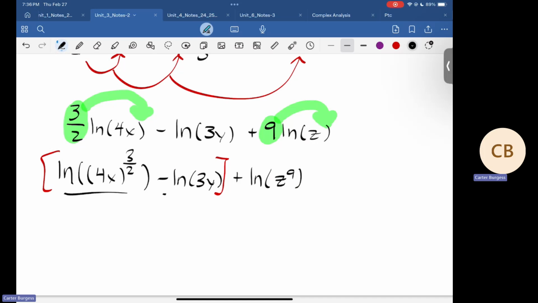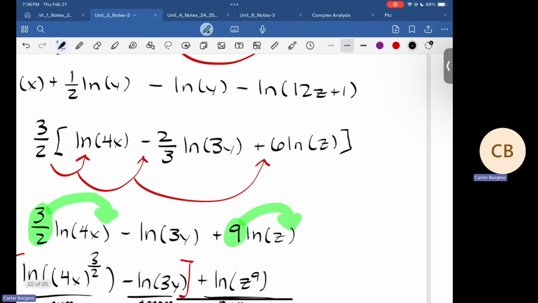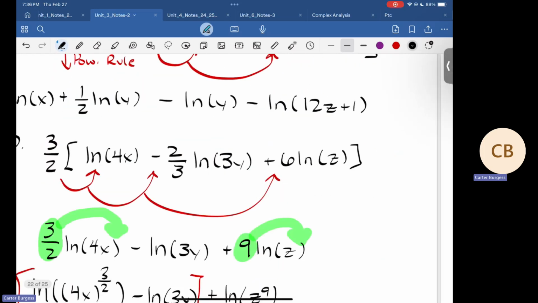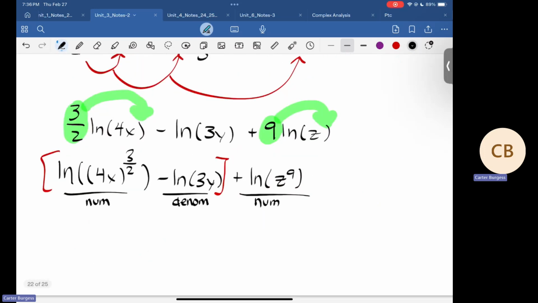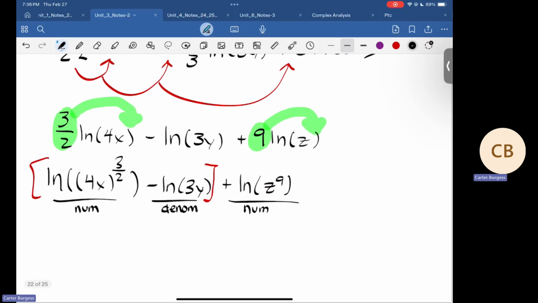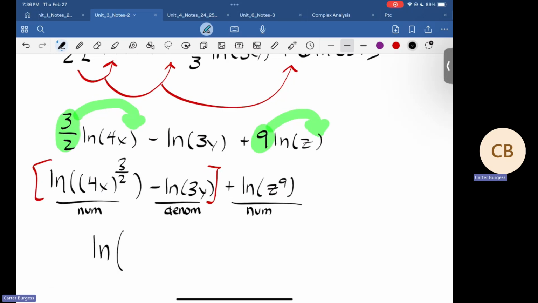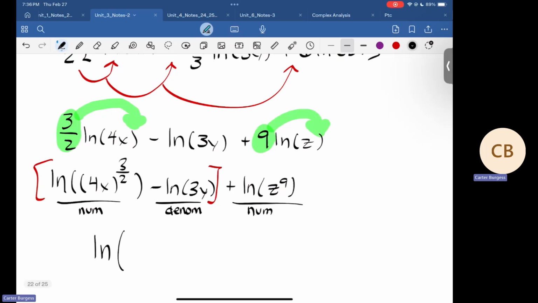We've got positive, negative, positive. So this will be numerator, denominator, numerator. And they're all going to be multiplied or divided, right? It's inner addition and subtraction, outer addition and subtraction turning into a single logarithm where we are multiplying and dividing. And so this is going to be the ln of, our numerator is going to be a product of 4x to the 3/2 and z to the 9th, which you totally could clean up, but I'm lazy and I'm not going to, divided by this 3y.